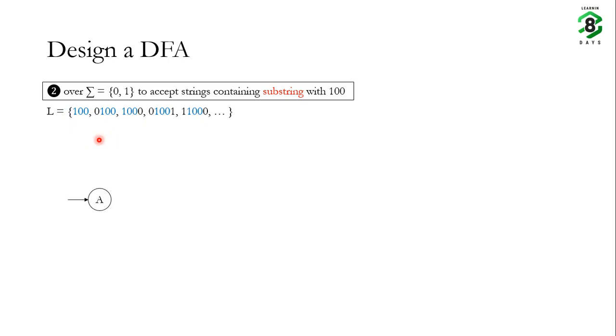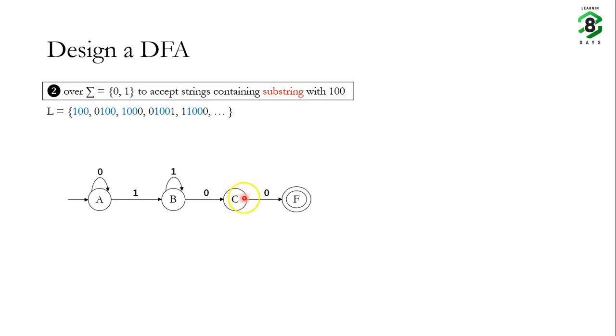So we start from an initial state A. From A, if we get a 1, we'll go to state B. From B, if we get a 0, we go to state C. And from C, if we get a 0, we go to state F. Now let's complete the machine. Now in state A, if I get a 0, as before, we will continue to wait in state A. In state B, if we get a 1, we should continue to wait in state B.